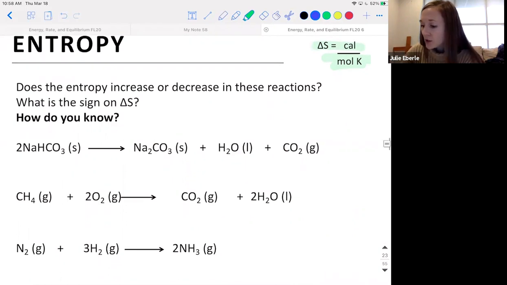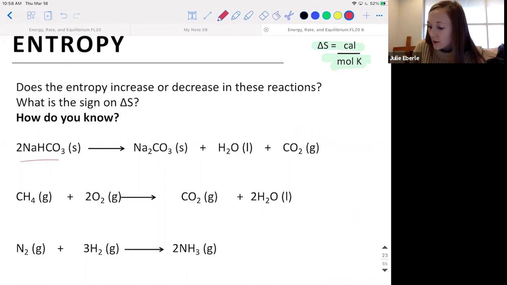So here's the question that I want us to look at. I'm going to launch a poll question in just a minute, but we're going to work the first one together. It says, what is entropy? Does entropy increase or decrease? And so then what's the sign on delta S? If it's increasing, delta S is positive. If entropy is decreasing, delta S is negative. And remember, it's a measure of disorder, not of order. So just ask yourself, are things becoming more disordered? Delta S is positive. Are things becoming less disordered? Delta S negative.